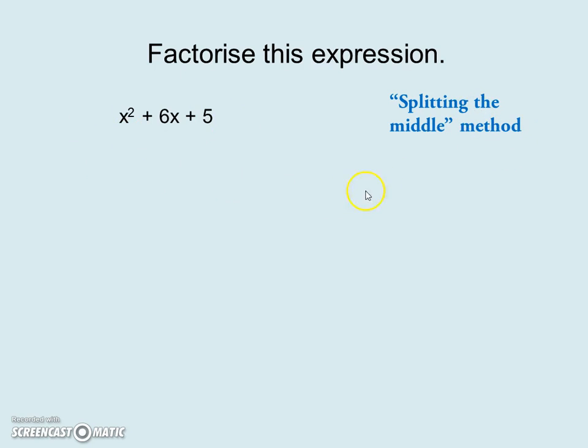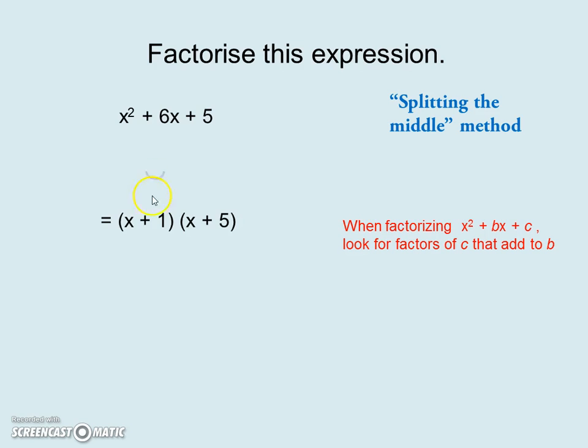Now, when you've got this, you will ask yourself, what are the factors of c that add up to b? That is, what are the factors of 5 that add up to 6? In this case, you can say straight away, 1 times 5 is 5, 1 plus 5 is 6. Alright, so if you get a question like that, jump straight down. But I want to illustrate the splitting the middle method so that we can do the harder questions that way.